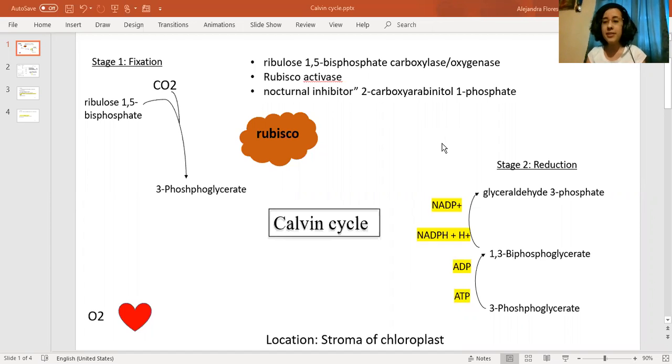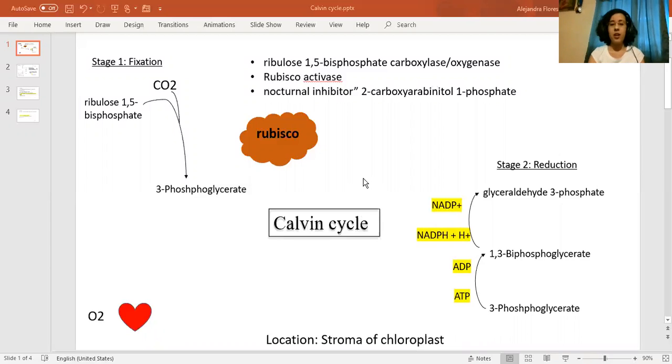However, the Kelvin cycle requires the products made by the light reaction. So those products are NADPH and ATP. The Kelvin cycle is actually divided into three different stages. So let's start with the first one.